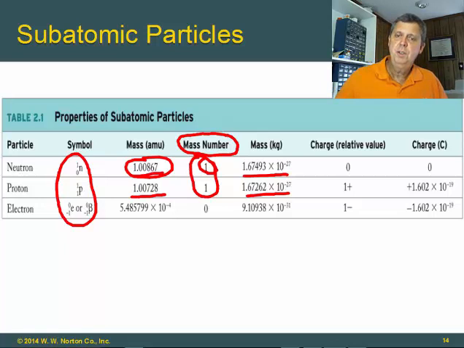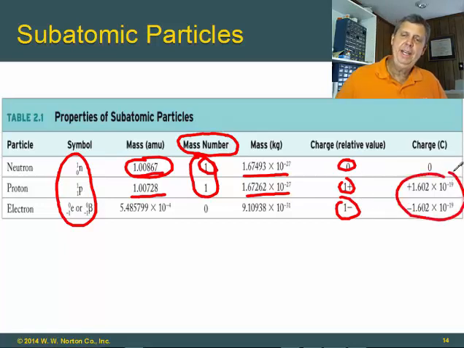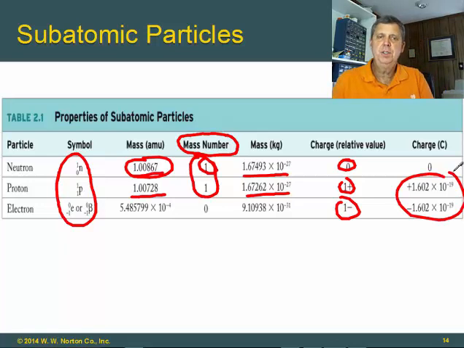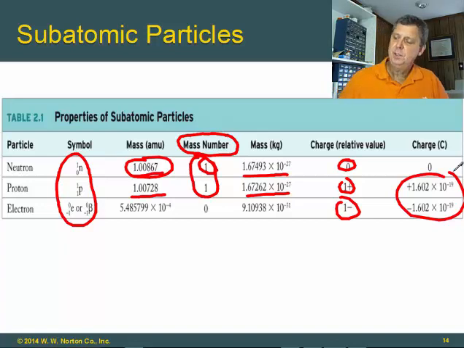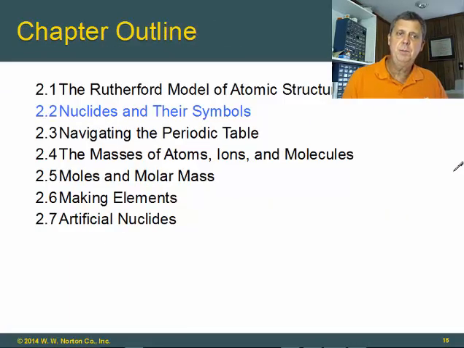You should know the charge, or the relative charge. Neutrons are neutral, protons +1, electrons -1. Actual charge is in coulombs, and we won't touch on this in this class. We'll touch on that more in 105 and 106, when talking about redox reactions and electrochemical reactions. So anyway, it's a basic summary of the subatomic particles.